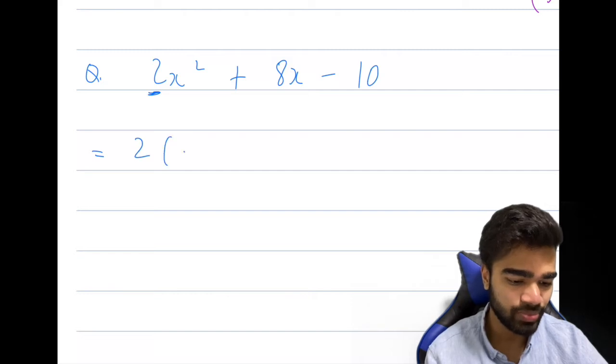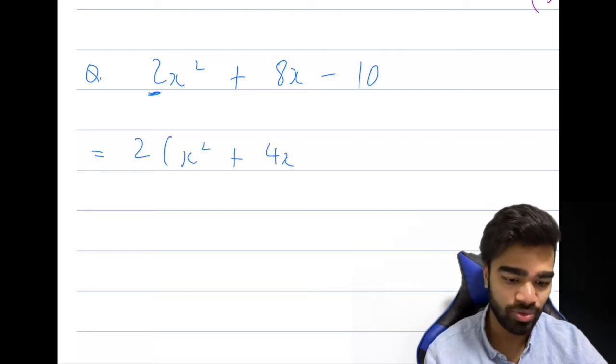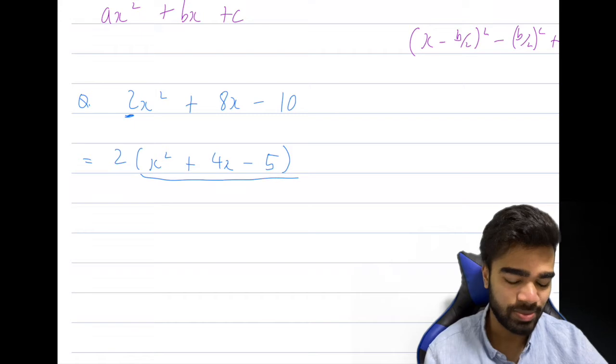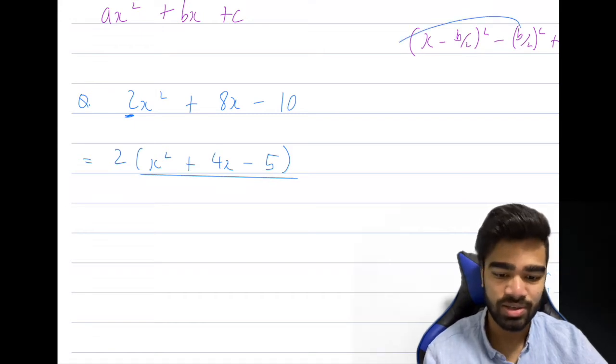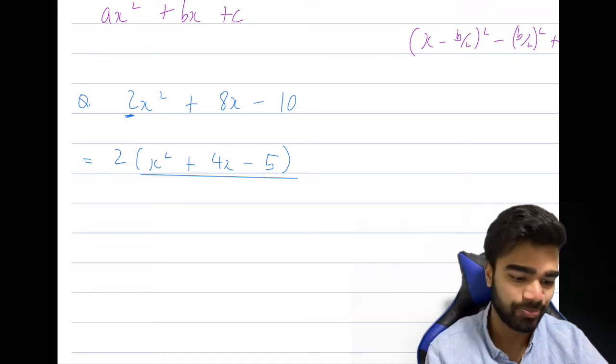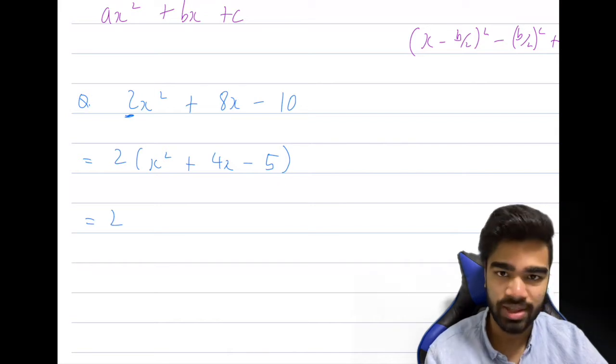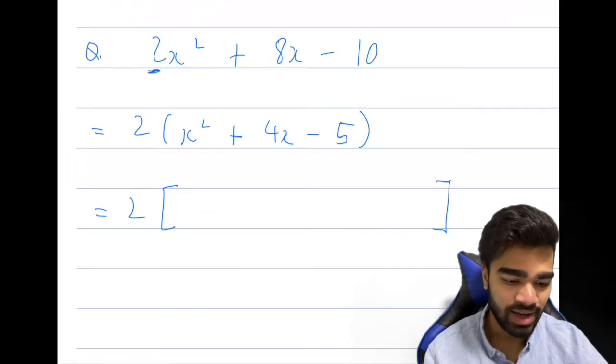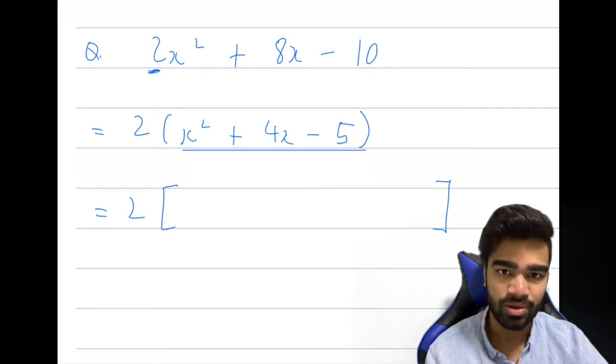So it'll become 2 times (x squared plus 4x, since 8 divided by 2 is 4, minus 5), like so. Okay, that's it. If you've done that, then the rest of the steps is simple. You just need to complete the square using the same formula we used last lesson. So let's do it. We'll leave the 2 on the outside. What I like to do is open square brackets here, and start completing the square of this inside part.